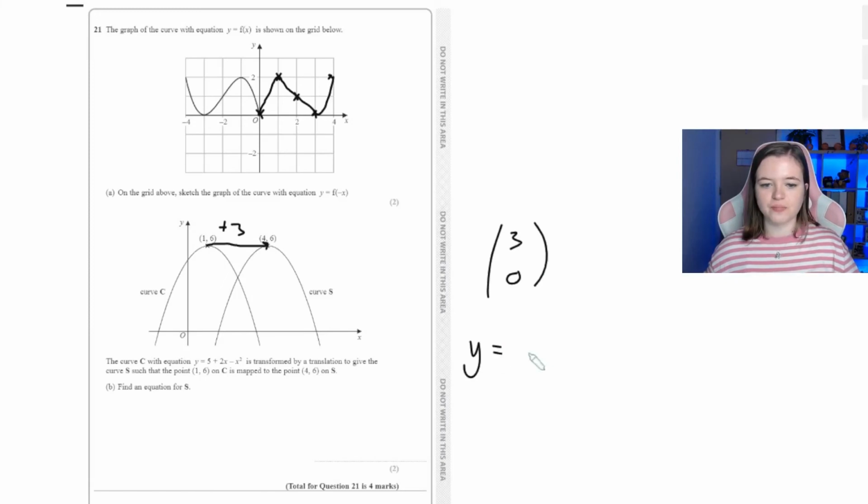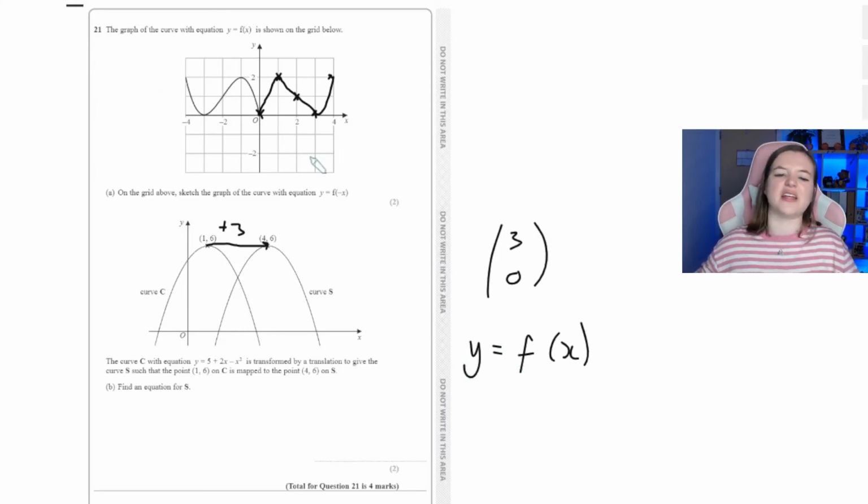So what I like to think about it is, I'm going to call C y equals f of x. I know we've already used f of x up here with this one, but this is irrelevant now. This is a different part. So assume that this is now part C. Just trying to show you what's going on here.